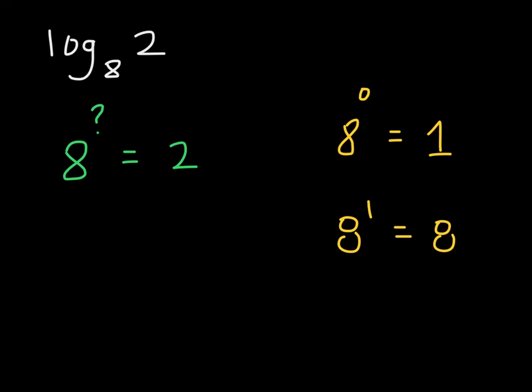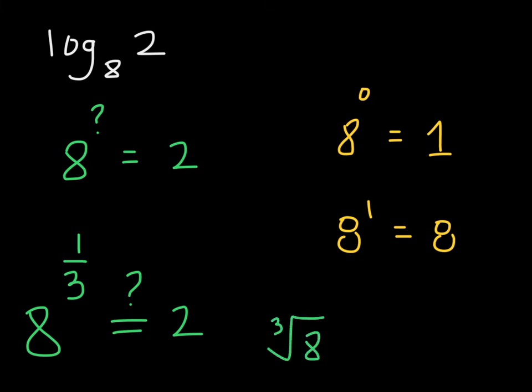Would that work? Well, let's see. 8 raised to the 1/3 power. Does that give me 2? Well, we learned in an earlier lesson that a rational exponent like this, 1/3, means the same thing as the cube root of 8, right? Does that give me 2? Yes, it does. The cube root of 8 is 2. So I know that the exponent that they were looking for here, my answer, is 1/3.